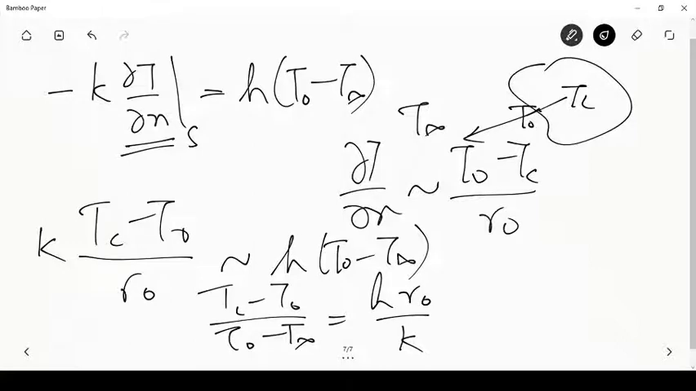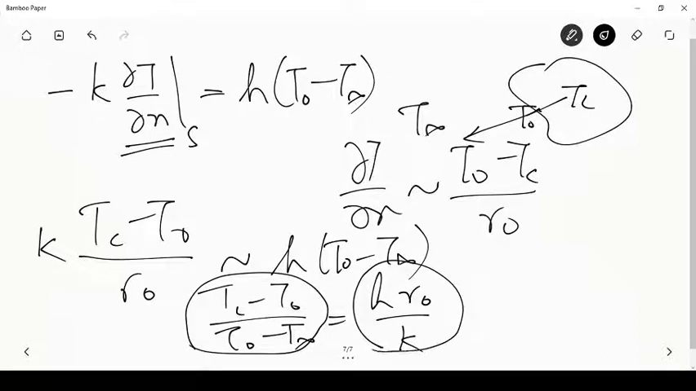Now this is another non-dimensional number, because if you look at the left hand side, it's actually a ratio of temperature differences, which is non-dimensional, and on the right hand side, H is watts per meter square Kelvin, and multiplied by R0 it becomes watts per meter Kelvin, and K is watts per meter Kelvin, so this is a non-dimensional number. This non-dimensional number is known as the Biot number, which is another non-dimensional number.